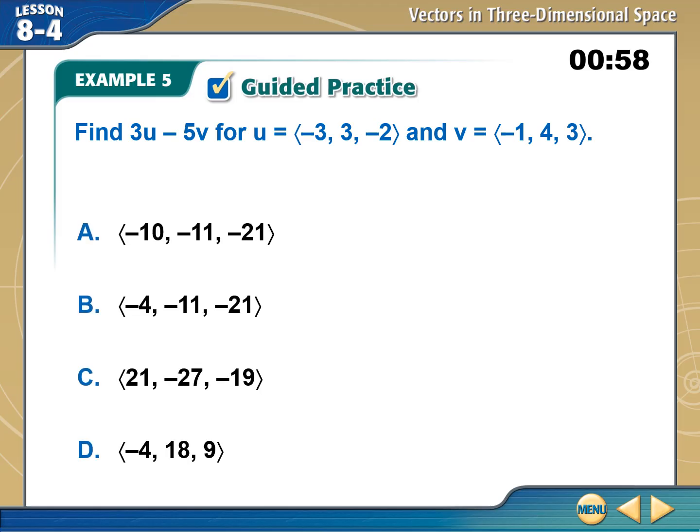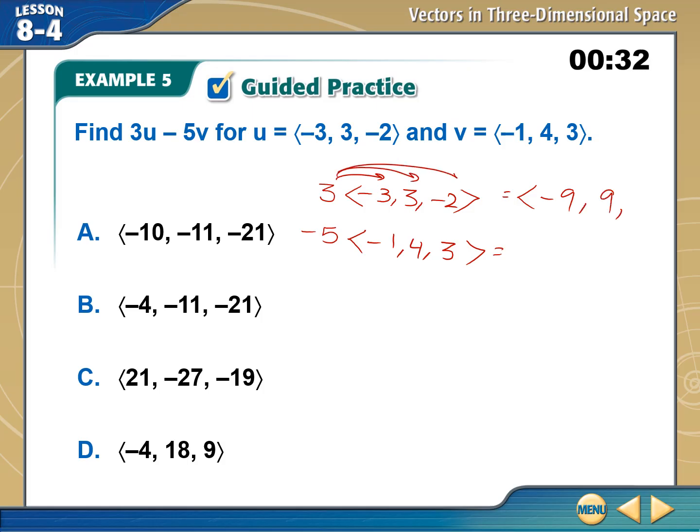So next question, 3u minus 5v. So let's see here, 3. And what are our u components? They are negative 3, 3 and negative 2. Then minus 5, and the v is negative 1, 4 and 3. Okay, simplify them. So 3 times negative 3 is negative 9, 3 times 3 is 9 and 3 times negative 2 is negative 6.